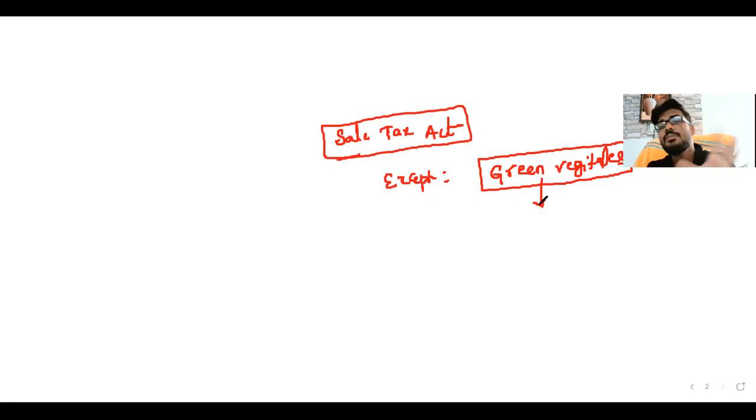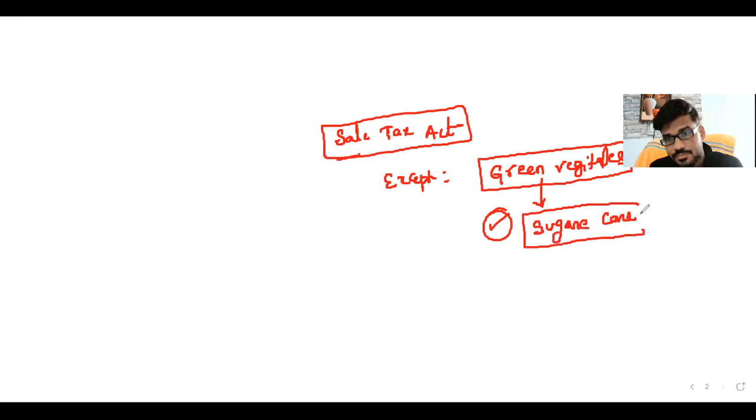Literal meaning is ordinary meaning, general meaning, grammatical meaning. What are green vegetables? Whatever vegetables we know. Out of that, my question is: is sugar cane a green vegetable or not? Tell me.